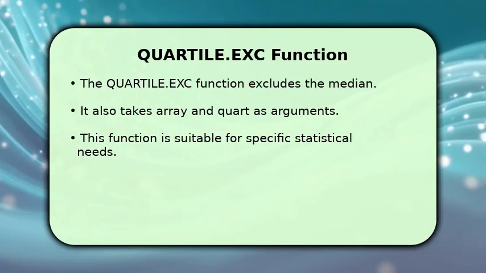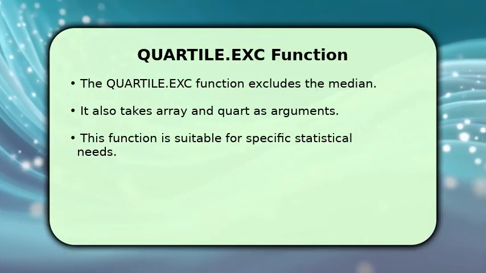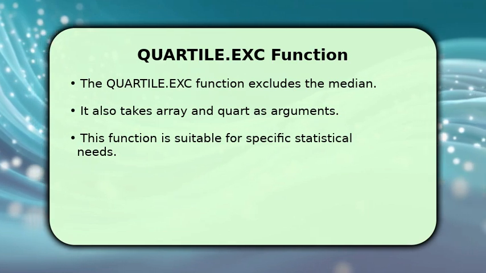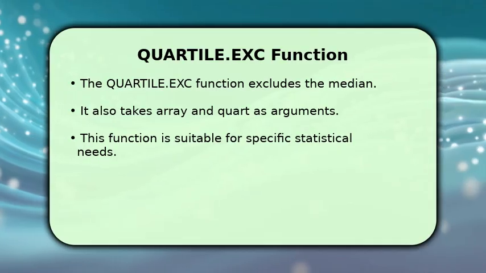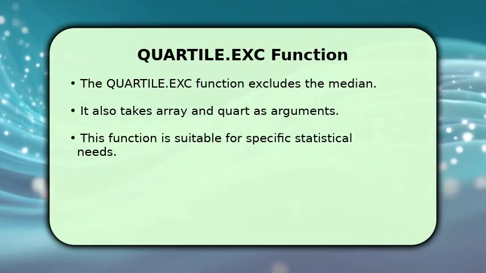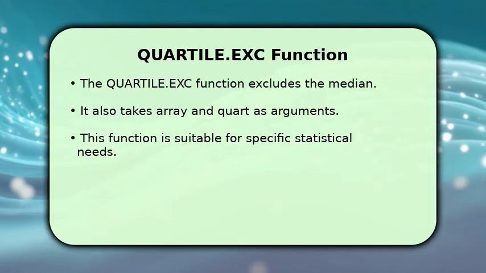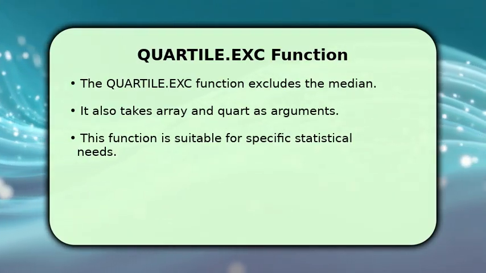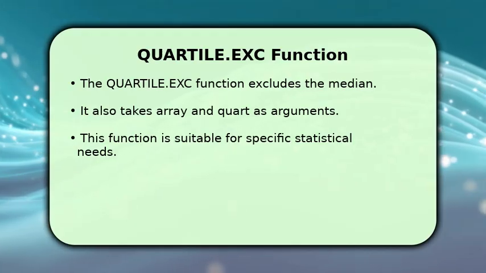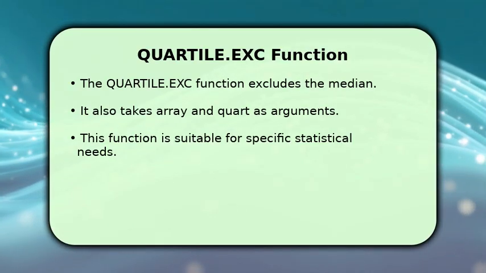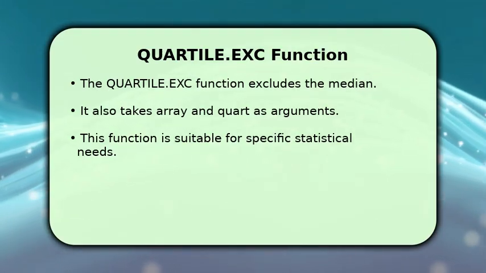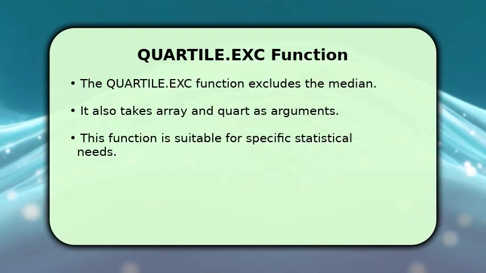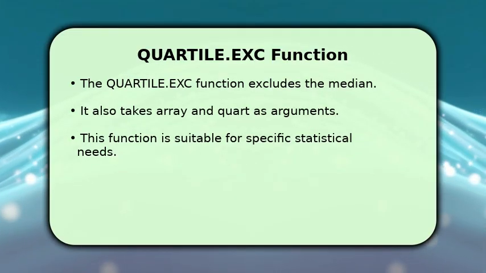Excel also provides the quartile.exc function, which works similarly but excludes the median from its calculation. Again, type equals quartile.exc followed by an open parenthesis. Input your data range as the array, then specify the quartile number, 1, 2, or 3. Remember, the second quartile here represents the median of the upper or lower half, not the overall median. Close the parenthesis and press Enter.